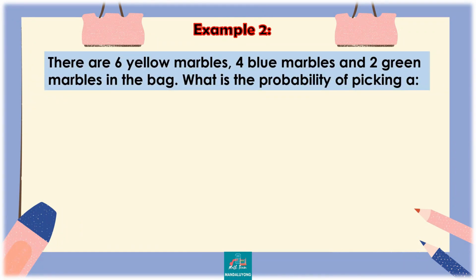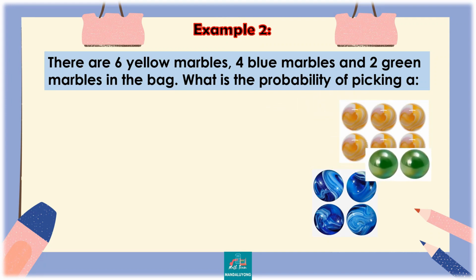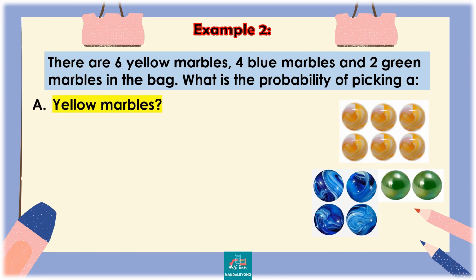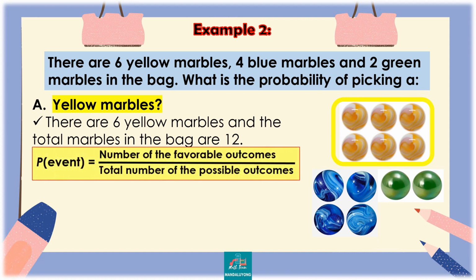Let us have example number 2. There are 6 yellow marbles, 4 blue marbles, and 2 green marbles in the bag. What is the probability of picking a yellow marbles? There are 6 yellow marbles, and the total marbles in the bag are 12. Because 6 plus 4 plus 2 is 12.